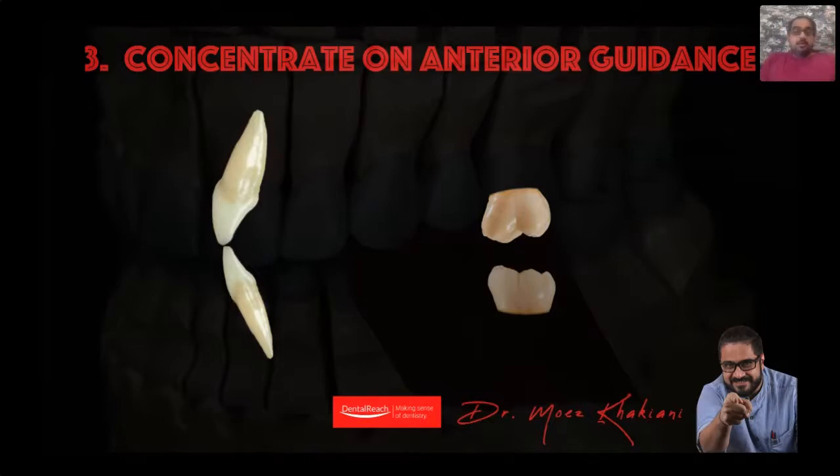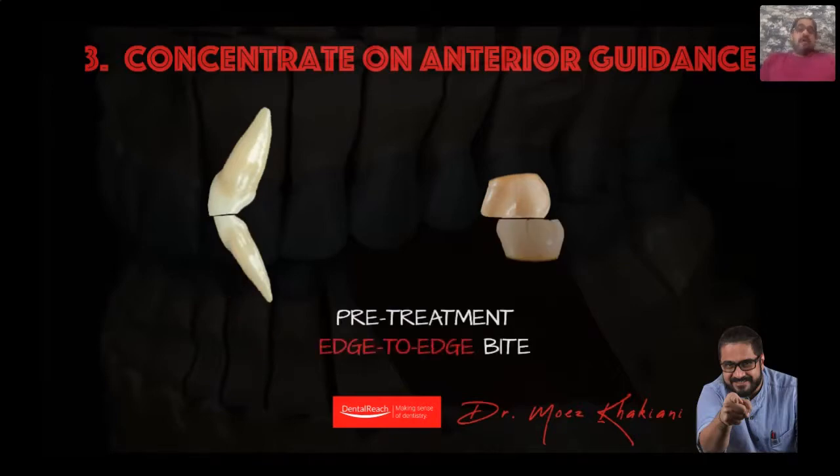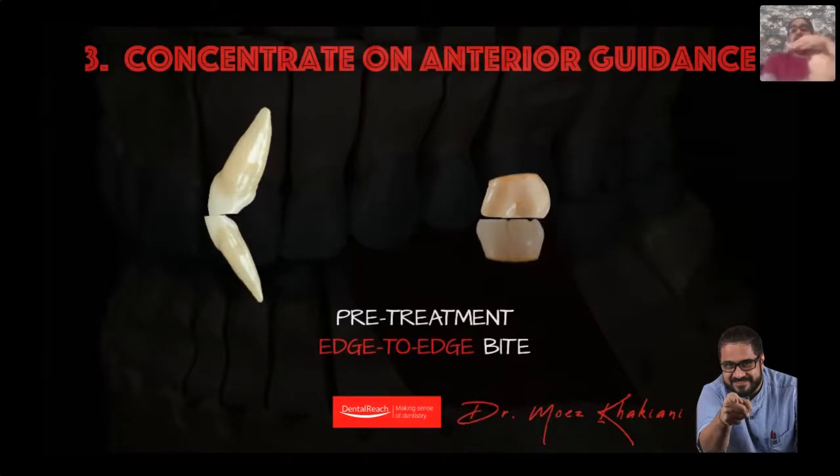Imagine a bruxer who comes to you edge to edge. A bruxer who comes to you edge to edge has no anterior guidance. The condylar guidance is flat. So what happens each time they are doing these bruxing movements? All the teeth are contacting together. There's so much friction. There's so much adhesion that is happening.